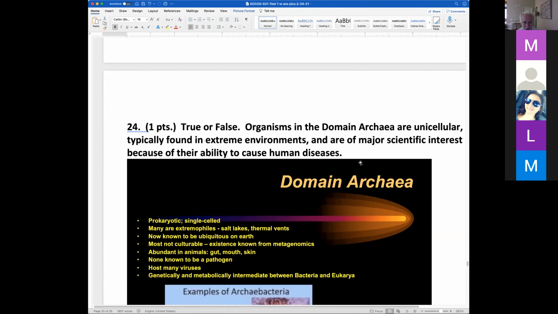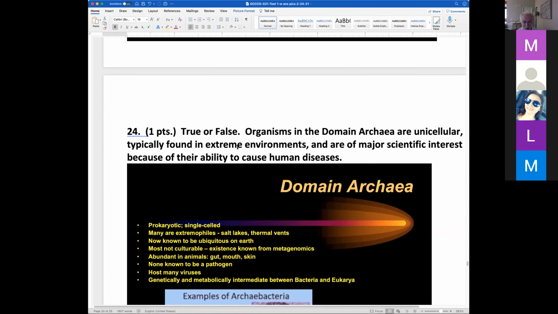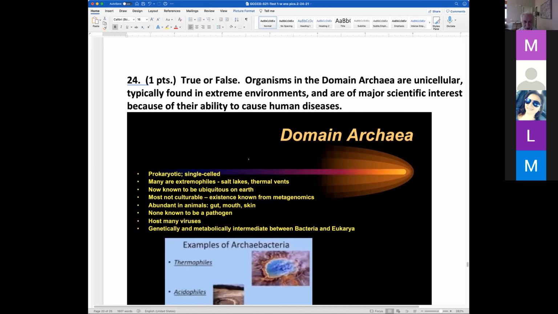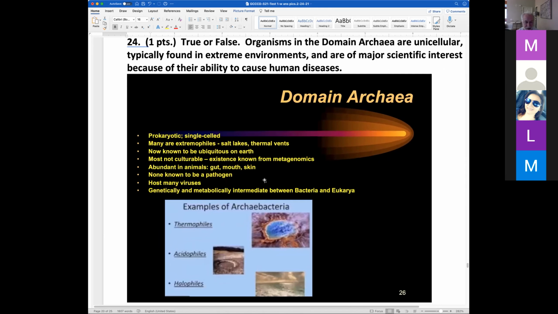True or false, organisms in the domain archaea are unicellular, found in extreme environments, and are of major interest because of their ability to cause human diseases. True or false? False. Laith? Yes, it's false because one of the characteristics of archaea is that none is known to be a pathogen.